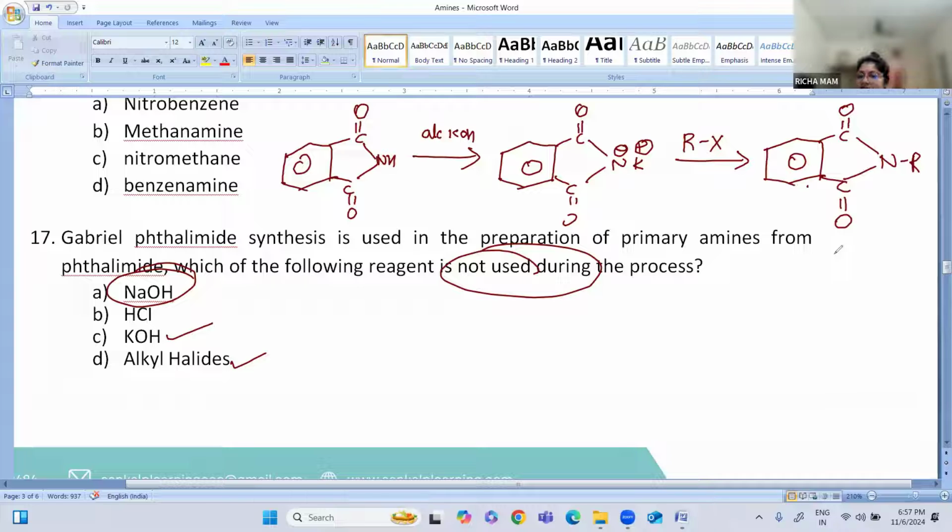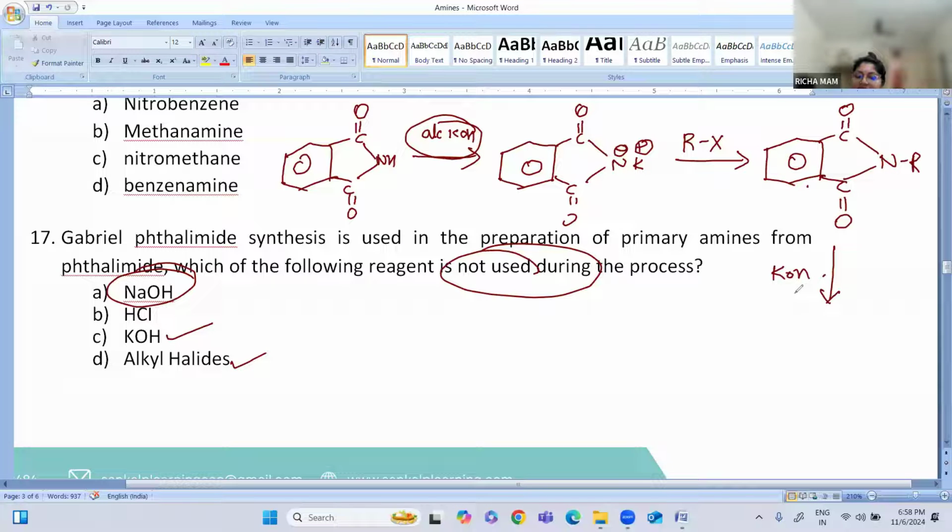N-alkyl phthalimide. Further, what am I going to do? I am going to react it with NaOH. What am I going to get here? If I am taking alcoholic KOH here, I should take KOH only. If I am taking NaOH, then I have to take NaOH.